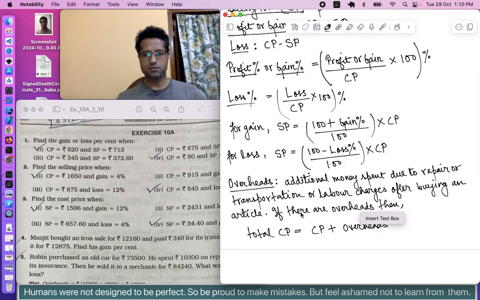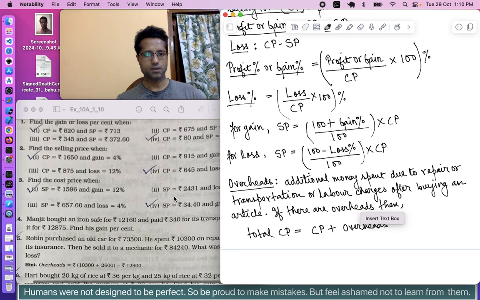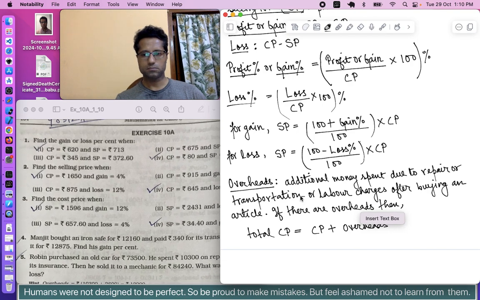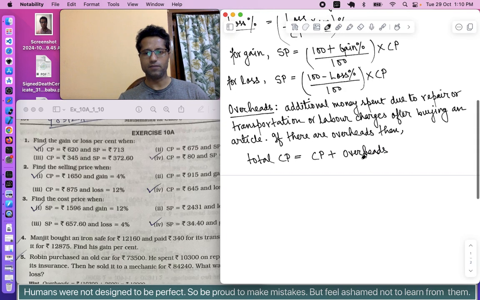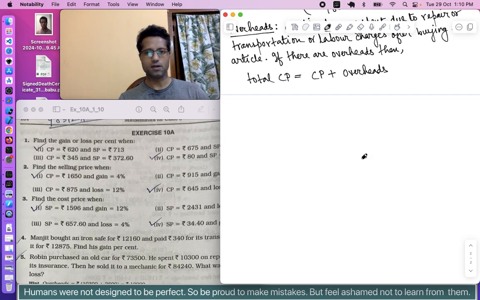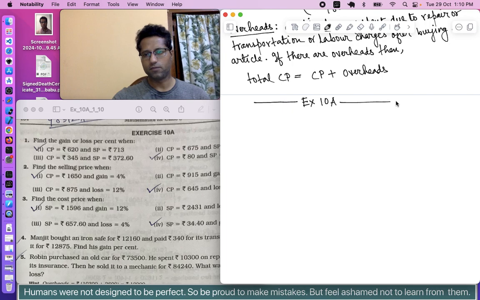Okay, now let's start solving the problems of exercise 10A, which I have tick marked. Your concepts are clarified and more polished only when you solve problems. So let's now start solving the problems of exercise 10A from the textbook of author R.S. Aggarwal. First problem, I will do part 1 and 4.